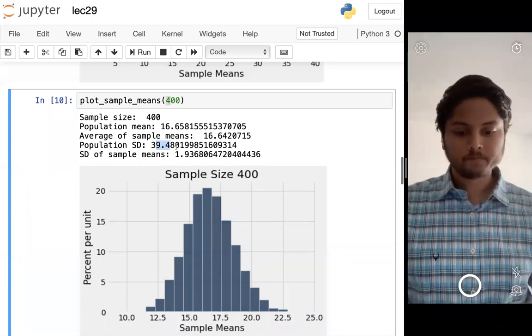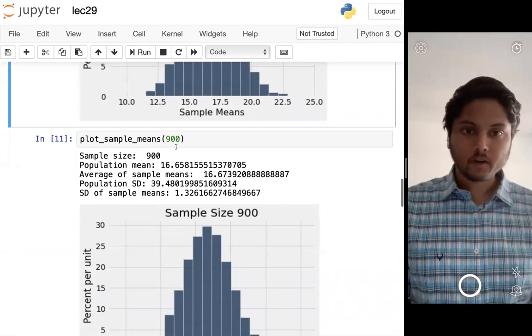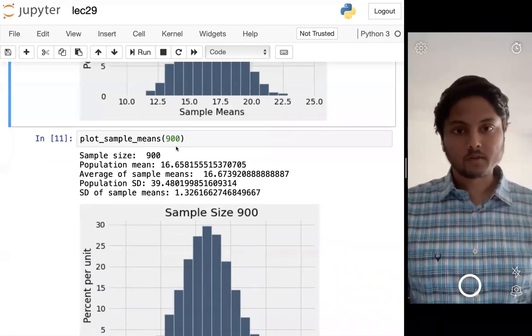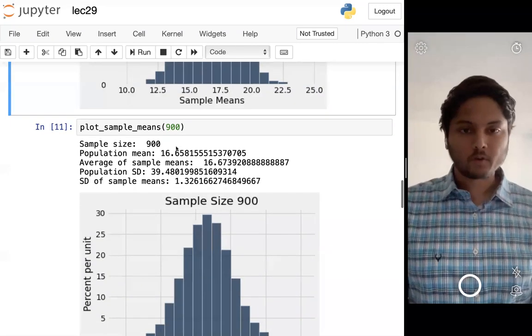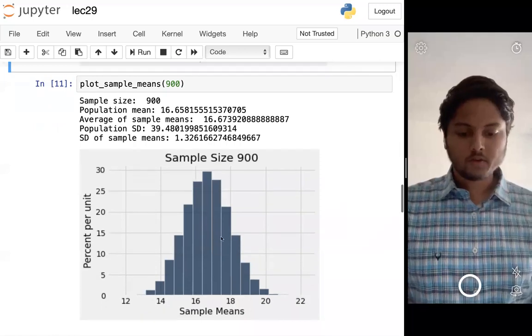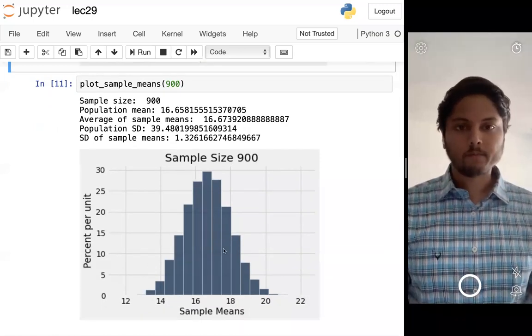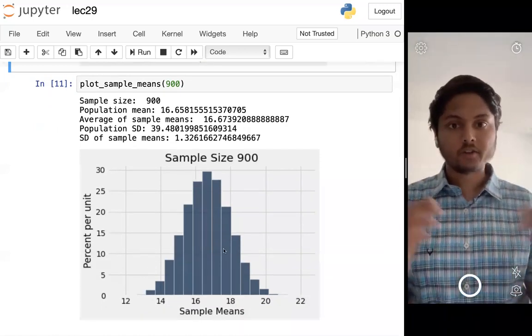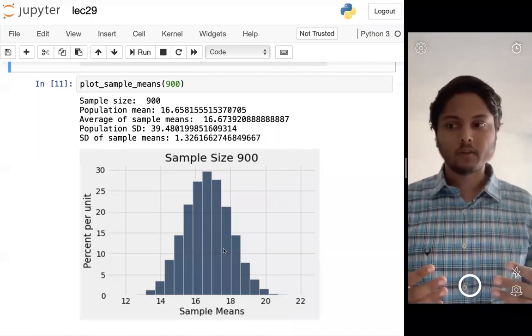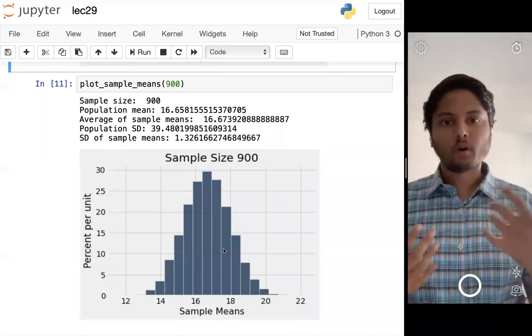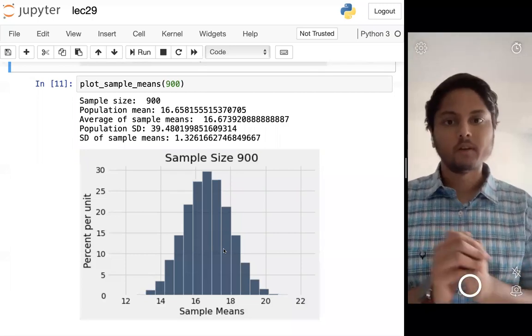And then lastly, if you do 900, then it should be about 30 times as small because the square root of 900 is 30. So this is just showing you how the standard deviation of your average gets smaller and smaller, basically meaning that the larger the sample size, the more confident we are of our estimate. There's less variability in the sample average.